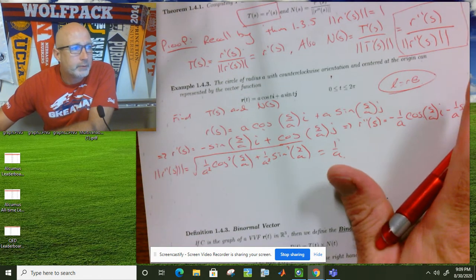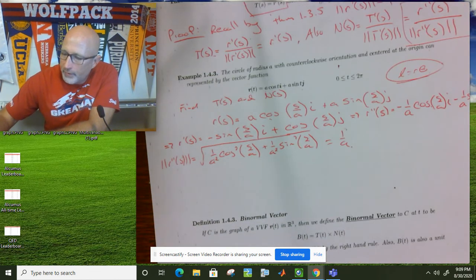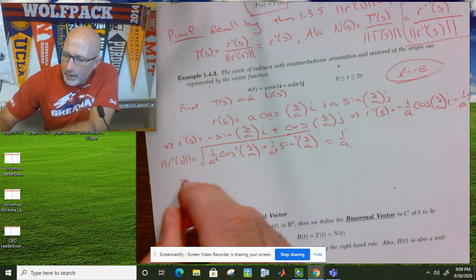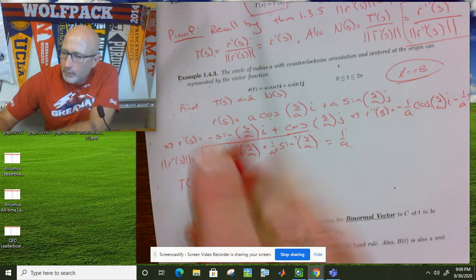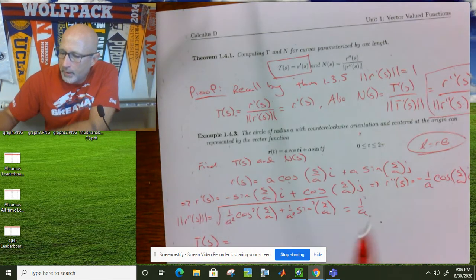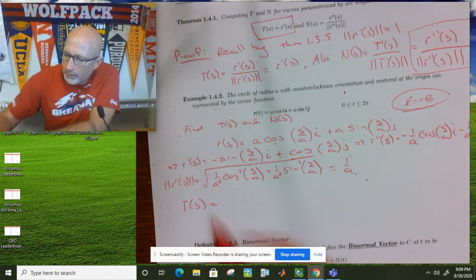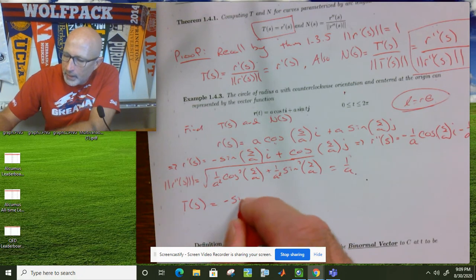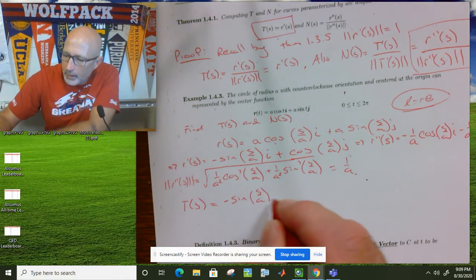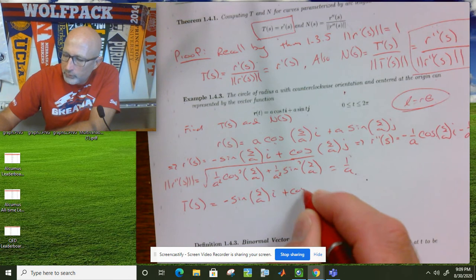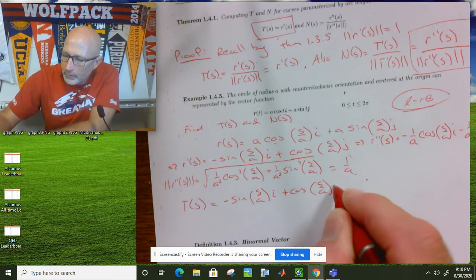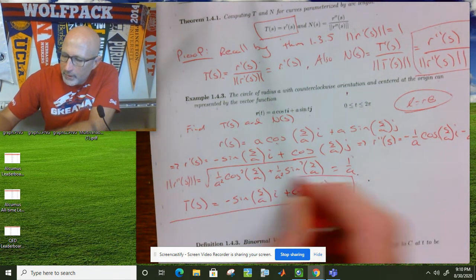Let's go ahead and find out what the things are. T of s, by the formula we had up here, is equal to r prime of s. R prime of s is just this: negative sine of s all over a i plus cosine of s all over a j. That's what T of s is equal to.